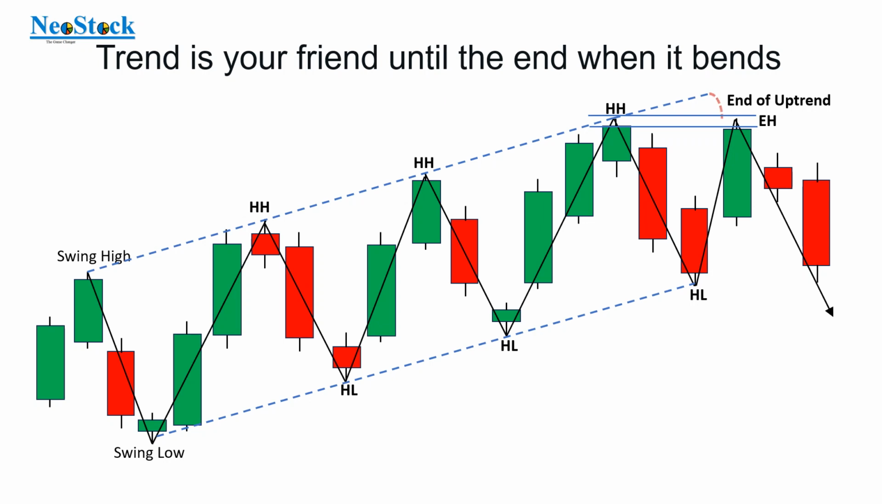The bend need not be between two swing highs or swings. It can be between the trends, or the trend changes. The trend would have been an uptrend. Now, from this uptrend, there is a bend. This bend indicates the end of the trend. Which trend? Uptrend. That's why it is the end of the uptrend.